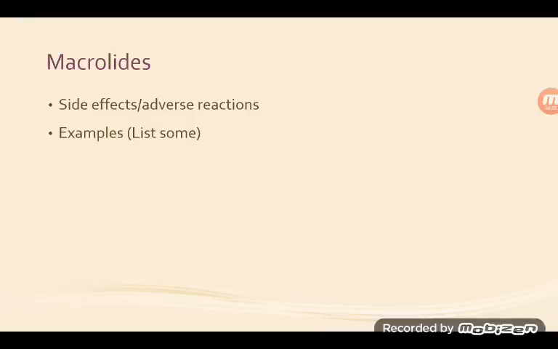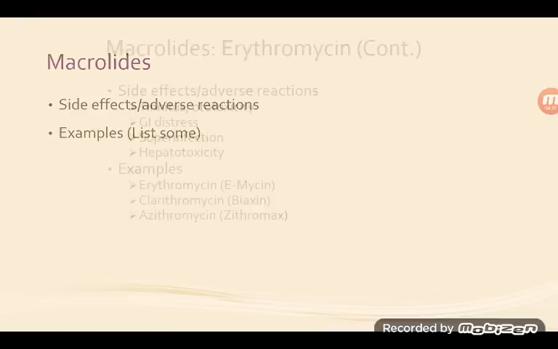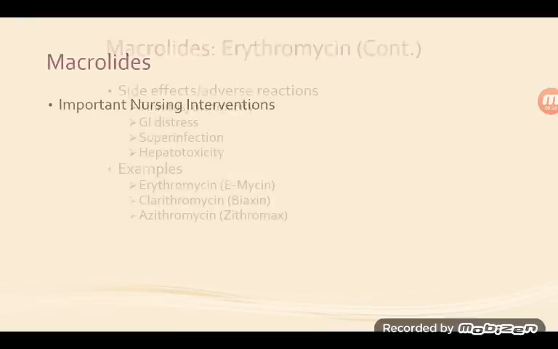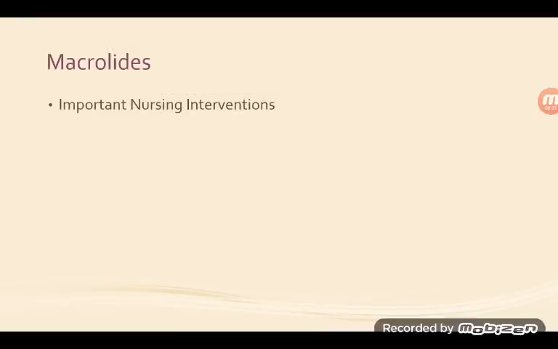Macrolides, side effects and adverse reactions. List some. Side effects and adverse reactions include tinnitus, ototoxicity, GI distress, superinfection, hepatotoxicity. Examples are erythromycin or E-Mycin, clarithromycin or Biaxin, or azithromycin or Zithromax. You probably have had a Z-Pak before. This is a macrolide. What are some important nursing interventions for macrolides?